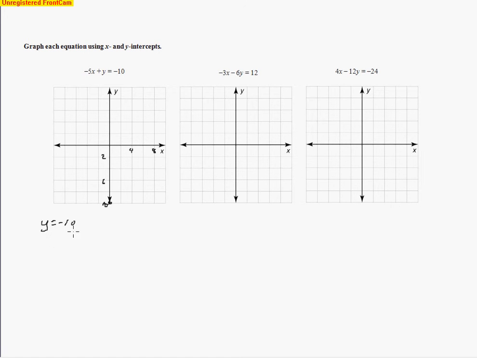Now the x-intercept has a little bit more work. Negative 5x equals negative 10. And then I just divide by negative 5, so x is 2. So positive 2 would be right there, and then you can draw the line between those points.